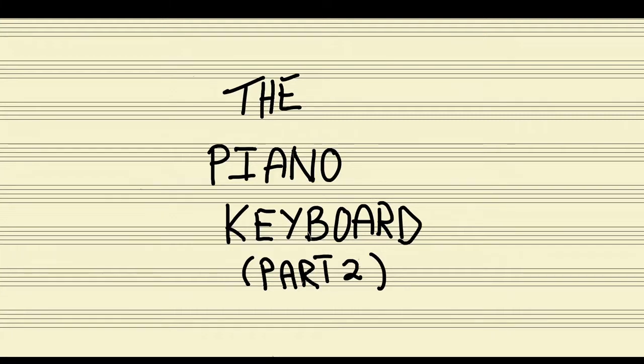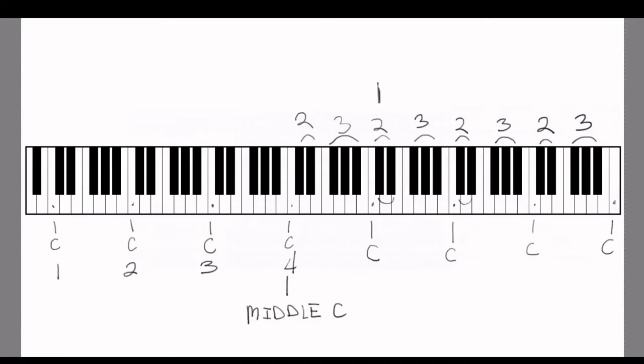Now you know how to find all of the C's on your piano keyboard. And you may have noticed that there's a pattern that emerges with these C's. Notice if I start on the first C that's down here at the bottom, there are 8 white notes that separate this C from the C above it.